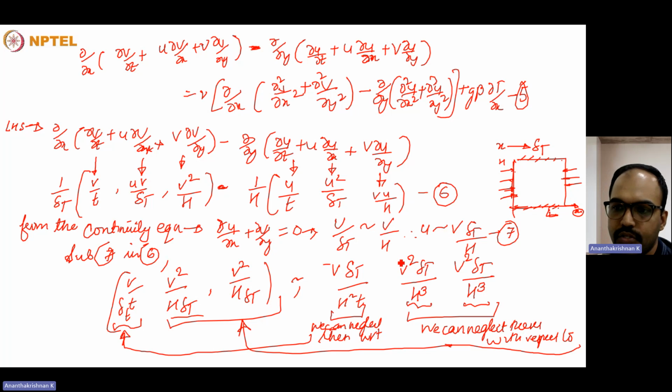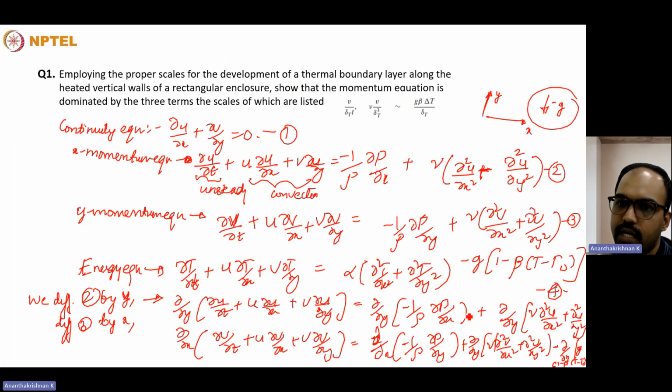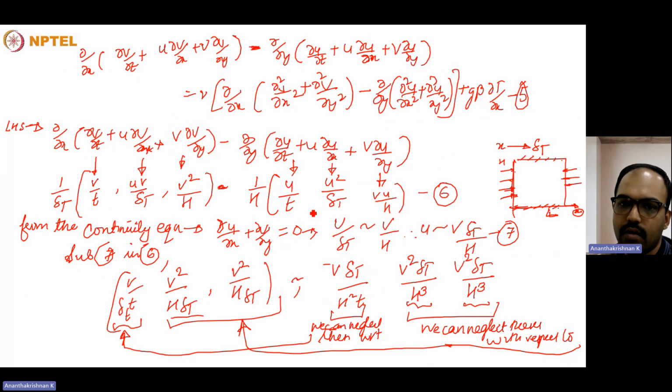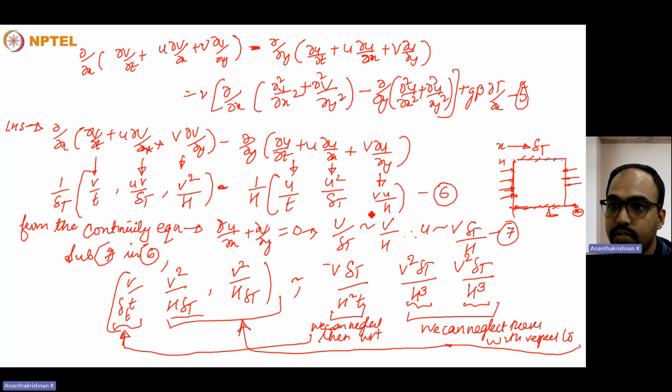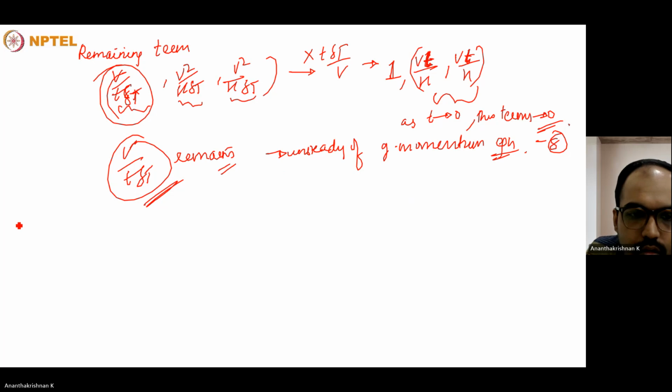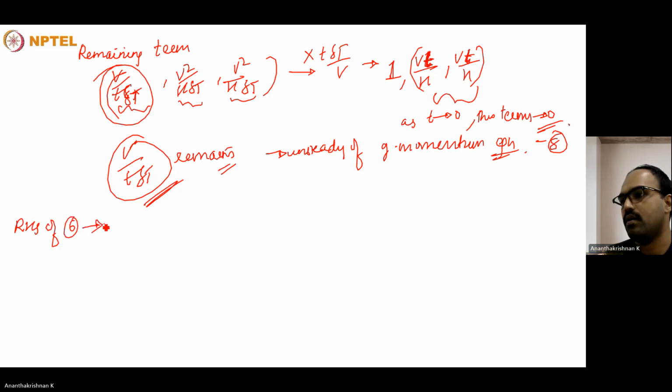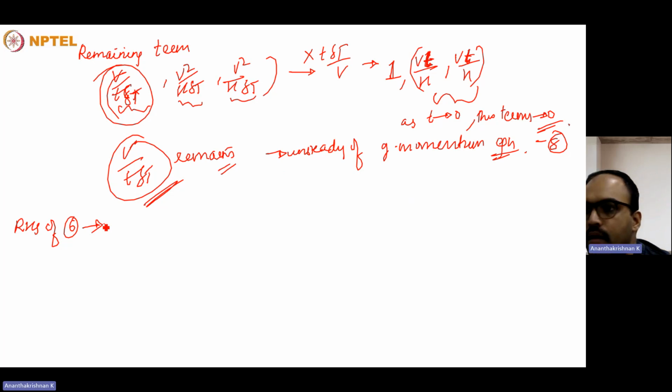Now we'll move our focus to the right hand side of equation number 6. Now we can try to do a similar kind of scaling on the right hand side to arrive at the terms that will be remaining at the end of the scaling analysis, the terms which are significant.